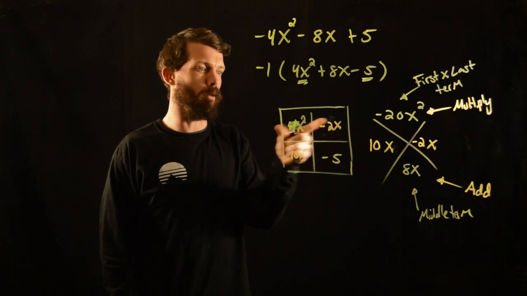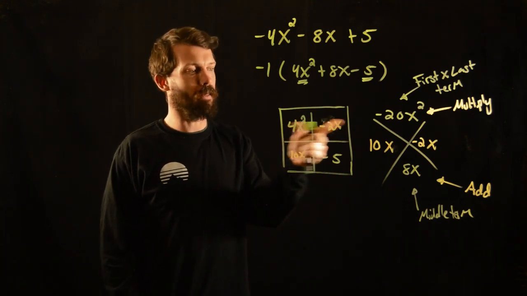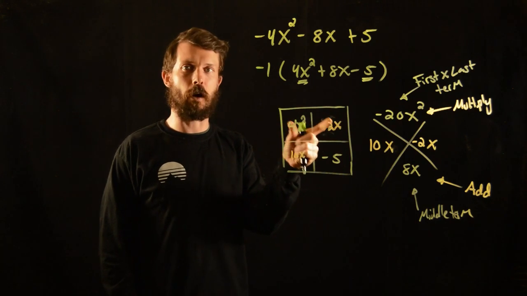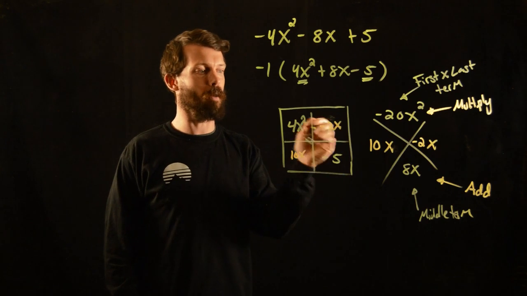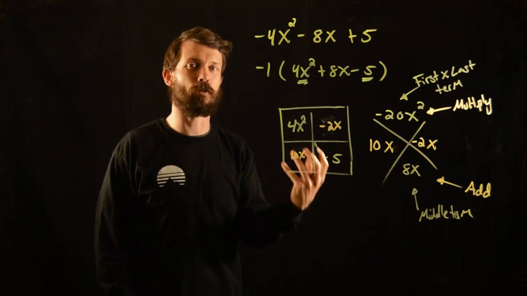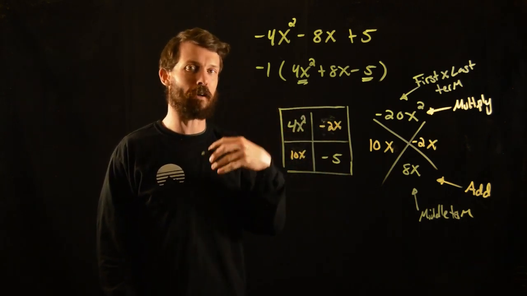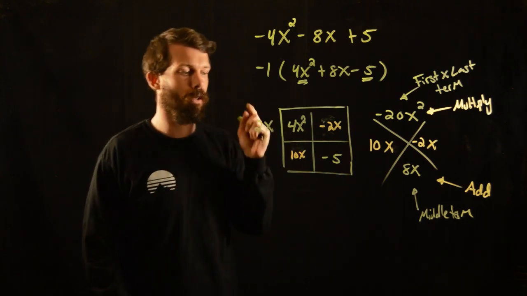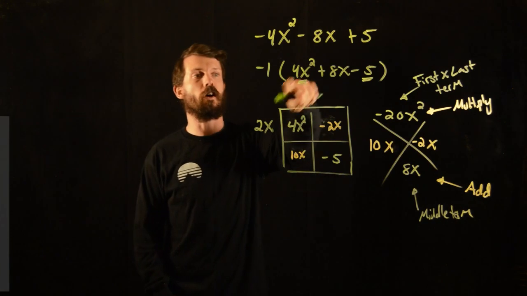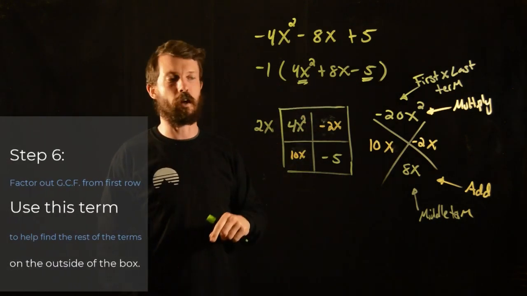We'll say that this is the first row, right? So look at these two and figure out what these two have in common. They have a 4 and a -2 and an x squared and an x. So that means that really what I'm doing is reverse distribution. I'm factoring out the greatest common factor, and I know that would be 2x. So that's my start of finding all the other terms on the outside.